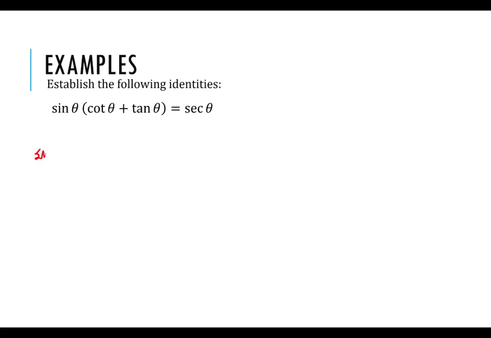So, sine of theta times cotangent of theta is really cosine of theta divided by sine of theta. And then tangent of theta is really sine of theta divided by cosine of theta.